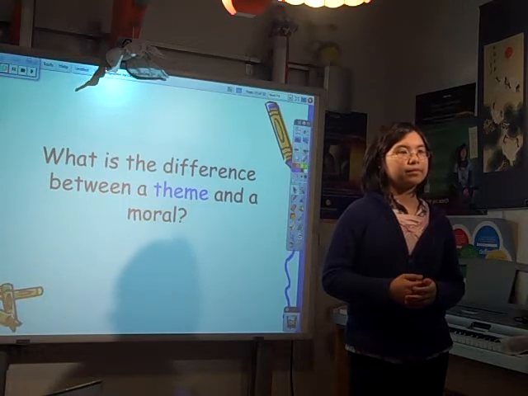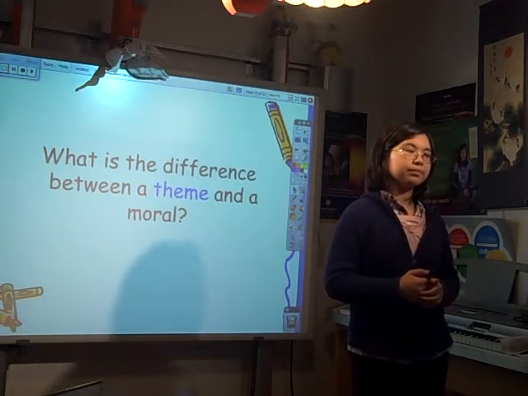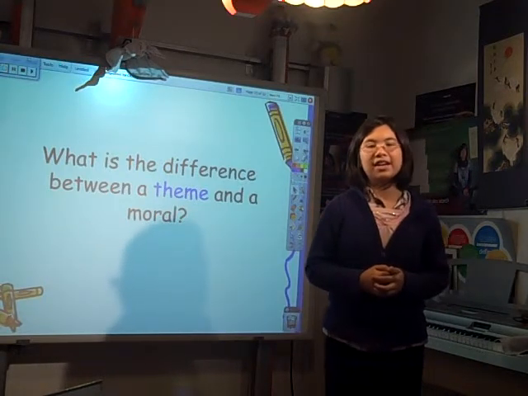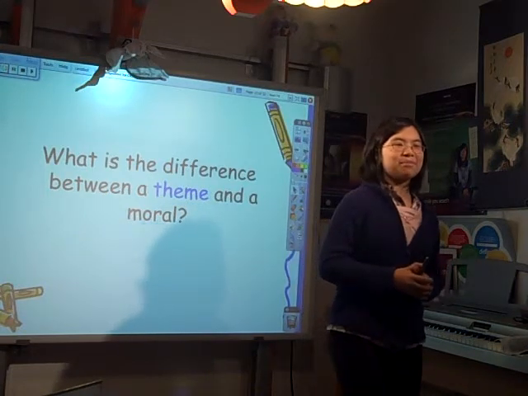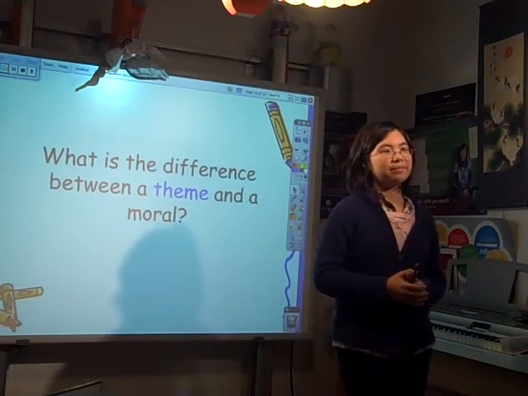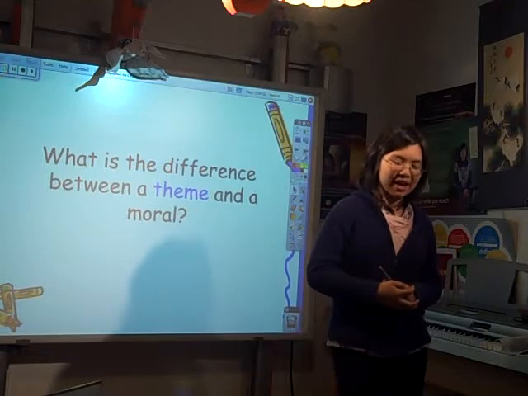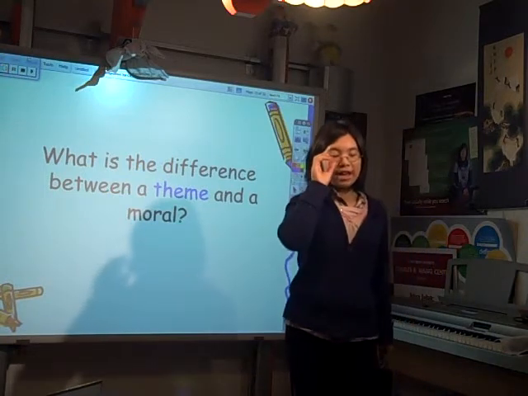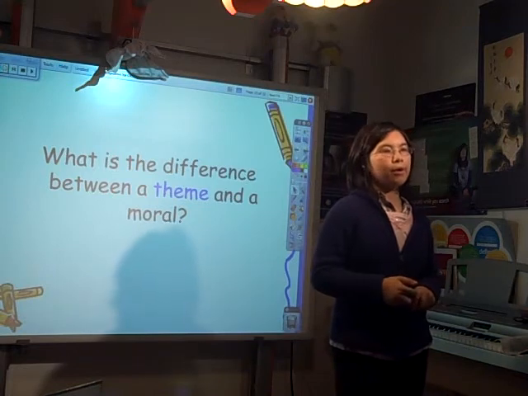The tortoise and the hare. Yeah, exactly. The tortoise and the hare. Now, would anyone like to tell me what is the moral of that story? Slow and steady wins the race. Yeah, slow and steady wins the race. Right, everyone knows that from the tortoise and the hare. So that would be a moral.